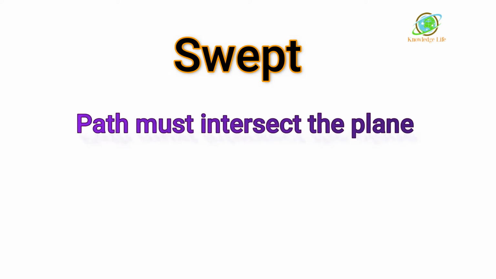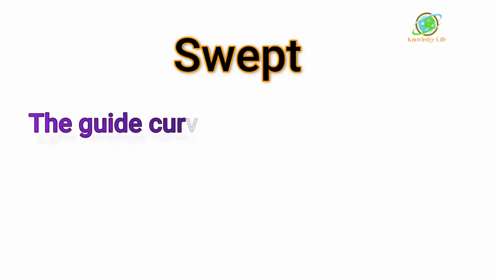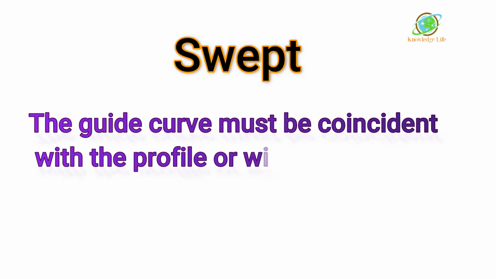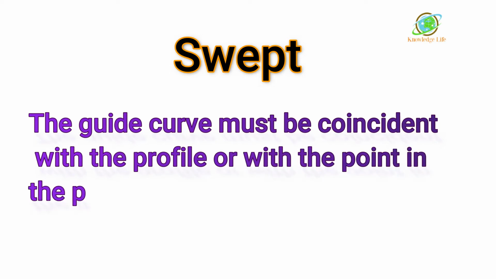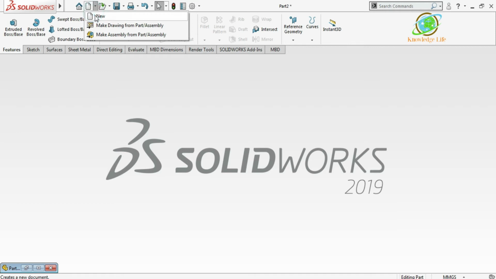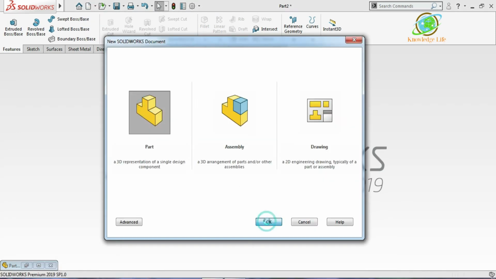The path has to intersect the plane of the profile, and the guide curve must be coincident with the profile or with a point in the profile. So these are the things that you have to remember while you are going for the sweep operations. So let's open a part here first. Click on New, go for Part.